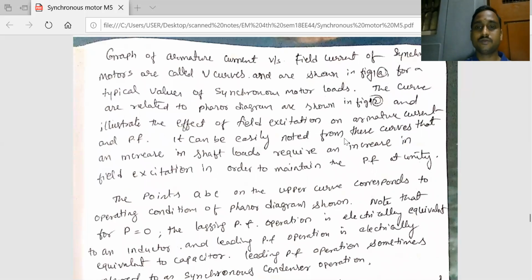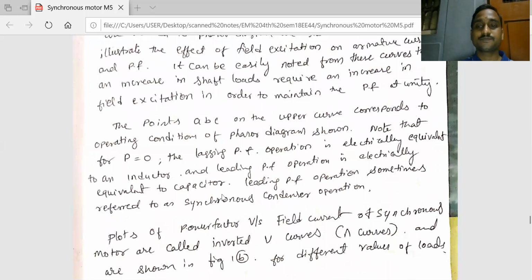So it can be easily noted from this curve that an increase in the shaft load requires an increase in the field excitation in order to maintain the power factor unity. So this sentence you have to keep in mind.